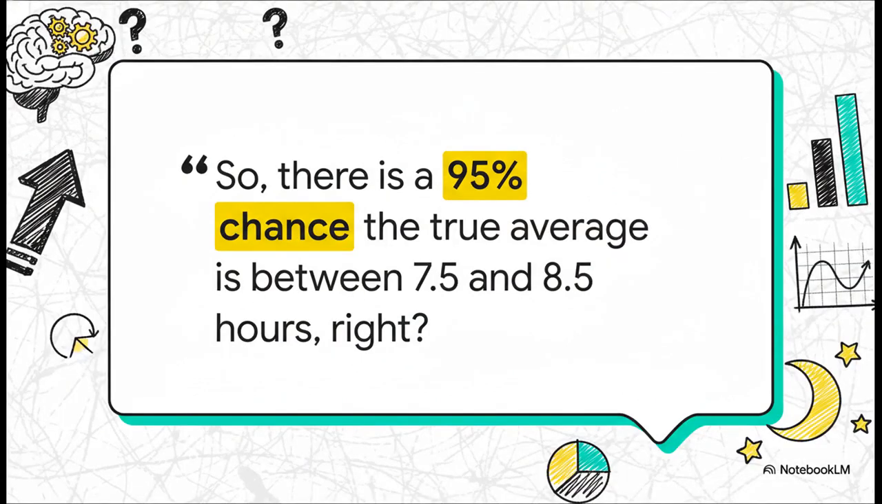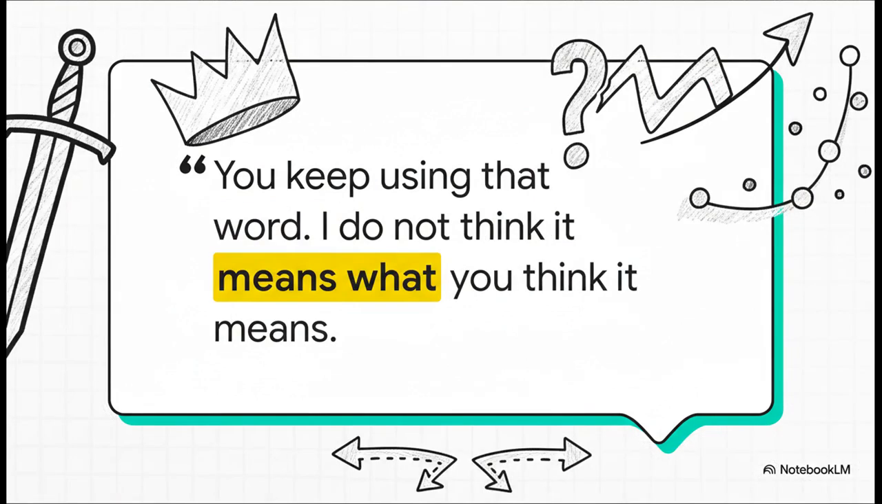So your first thought, and look, it's what almost everyone thinks, is to say something just like this. "Oh, okay, so there's a 95% chance that the real, true average sleep for all students is in that window." I mean, it just feels right, it sounds logical, but it's not. To borrow a line from the great Inigo Montoya, that interpretation is completely, fundamentally wrong.